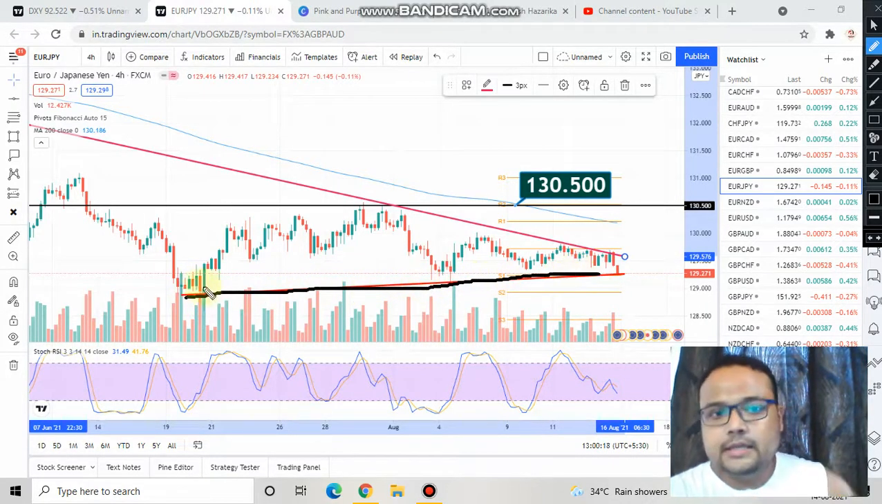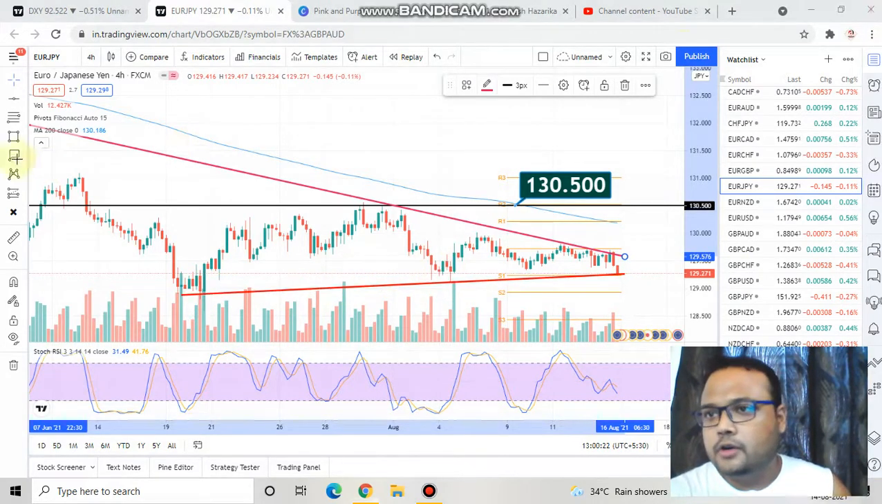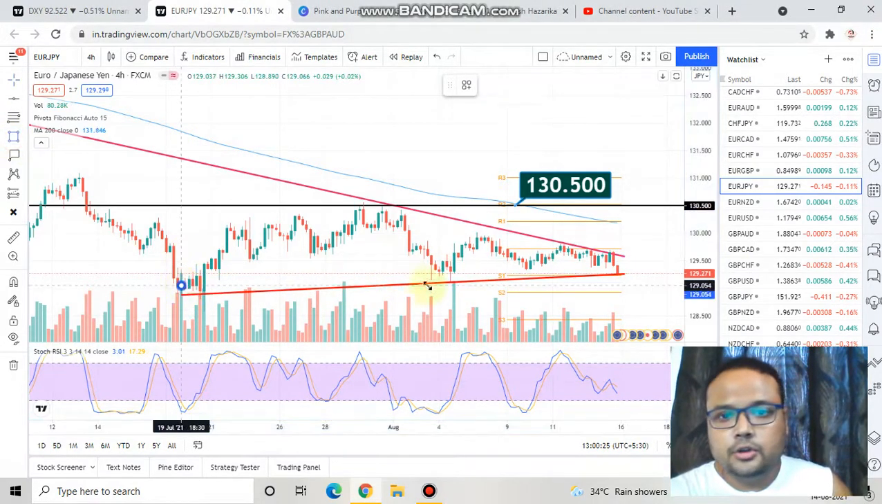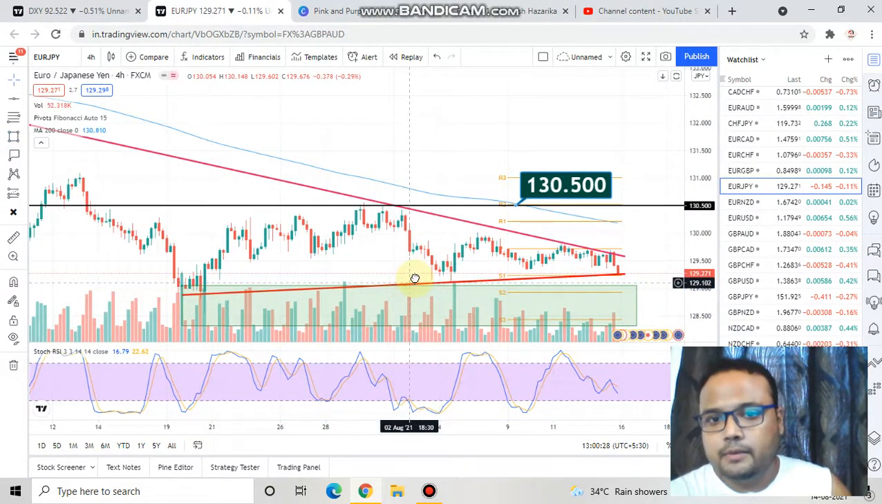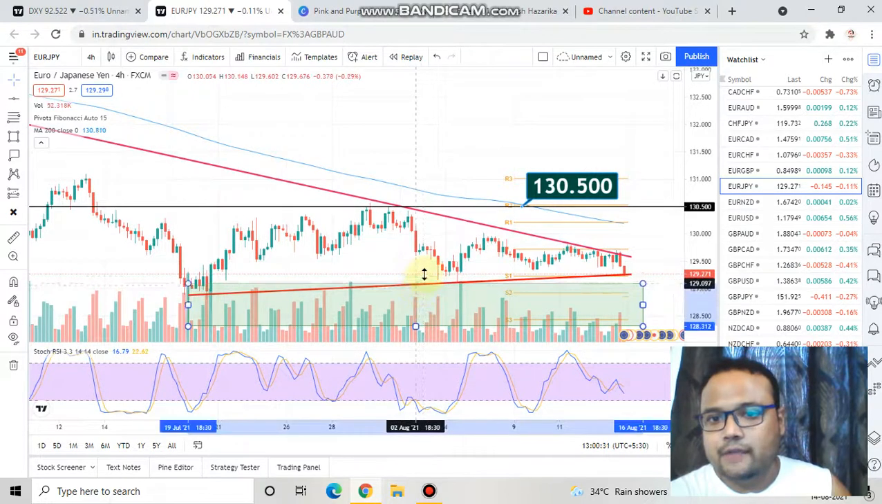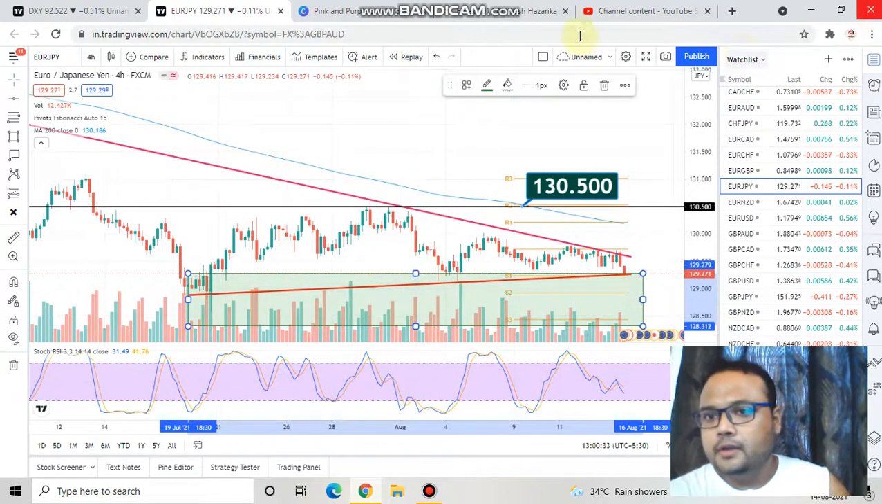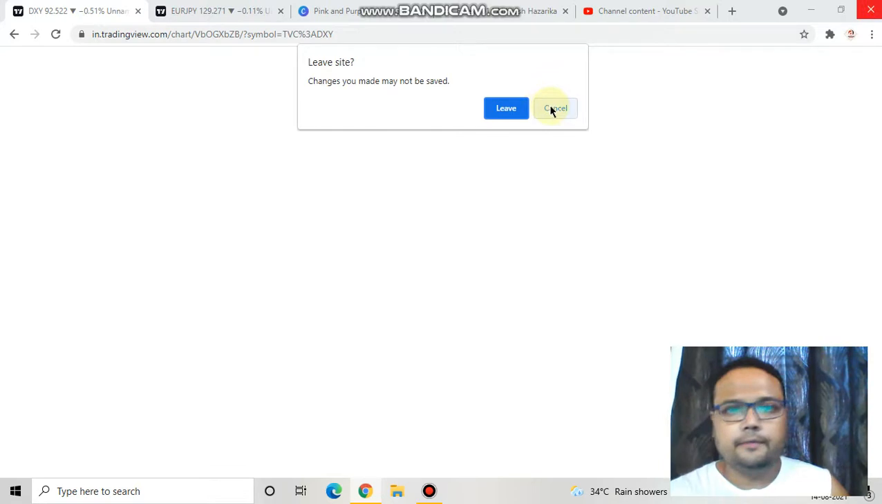You can see that I have also drawn another trend line here. If you do not want to draw a trend line here, then you can also draw a rectangle box here, but I prefer to draw lines, so that's why I have drawn a line here.